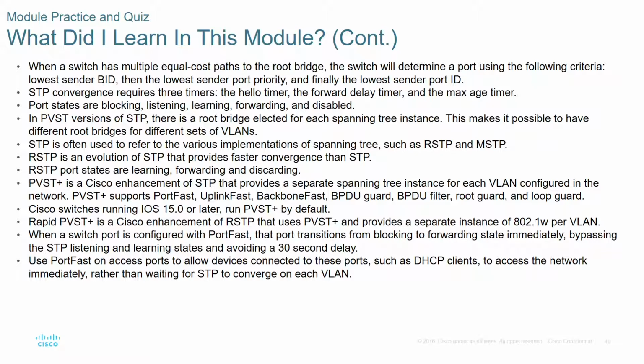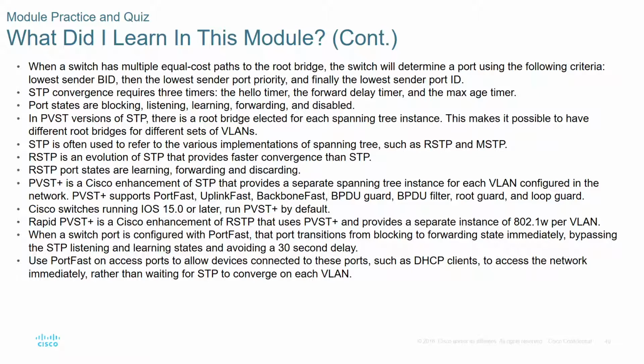Spanning tree protocol is often used to refer to the various implementations of spanning tree, such as RSTP and MSTP. Rapid spanning tree protocol is an evolution of spanning tree protocol that provides faster convergence than spanning tree protocol. And rapid spanning tree protocol port states are learning, forwarding, and discarding.